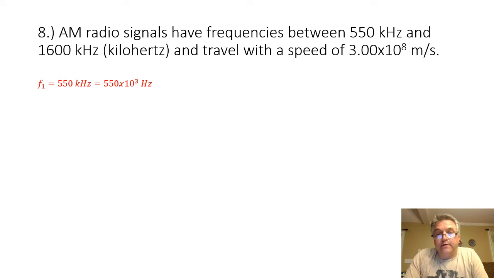And my second frequency, which represents the upper range of AM radio signals, is 1600 kilohertz. And that is going to equal 1600 times 10 to the 3rd hertz.